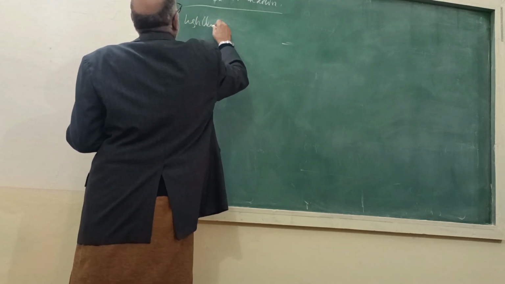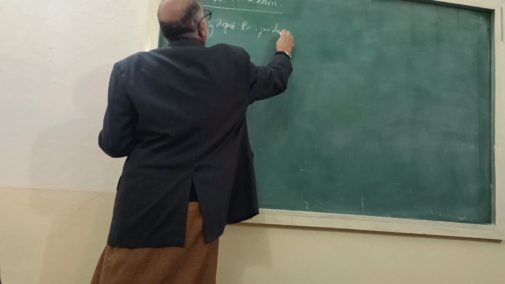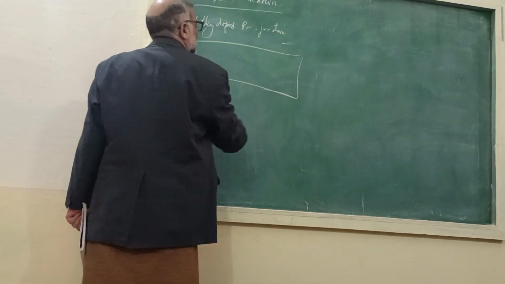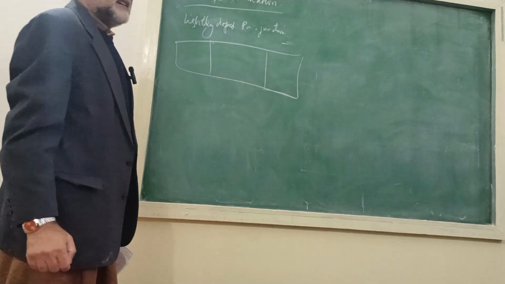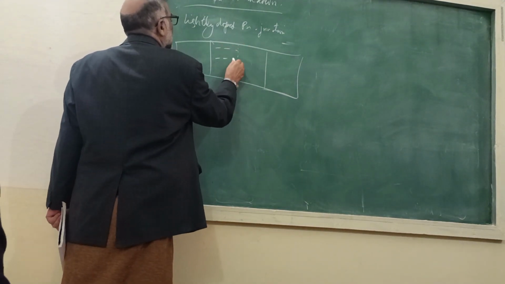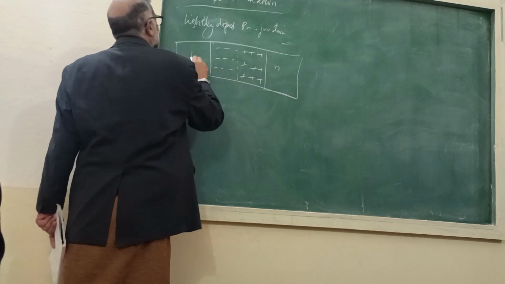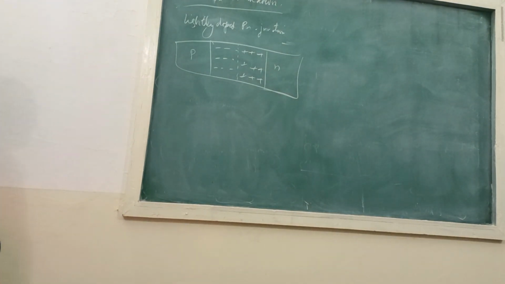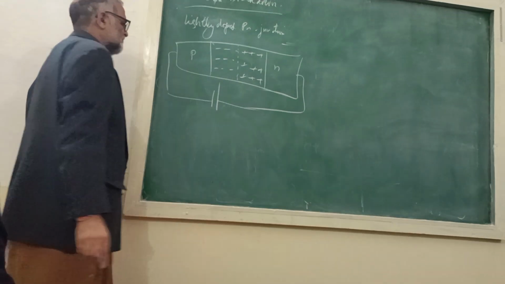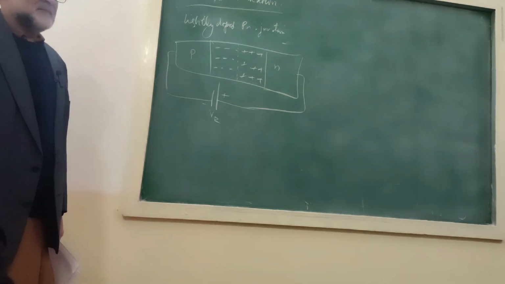Avalanche breakdown occurs in lightly doped PN junctions. So here the space charge region is large.